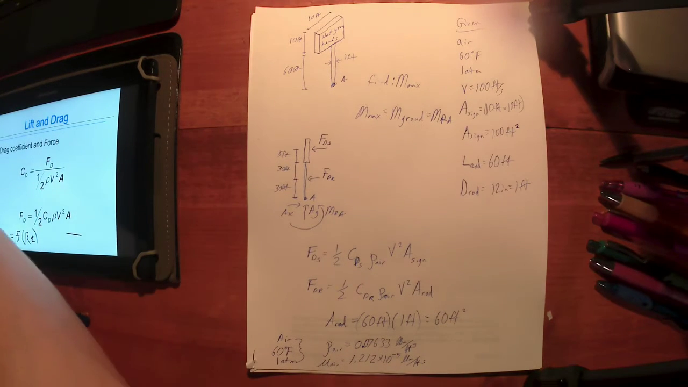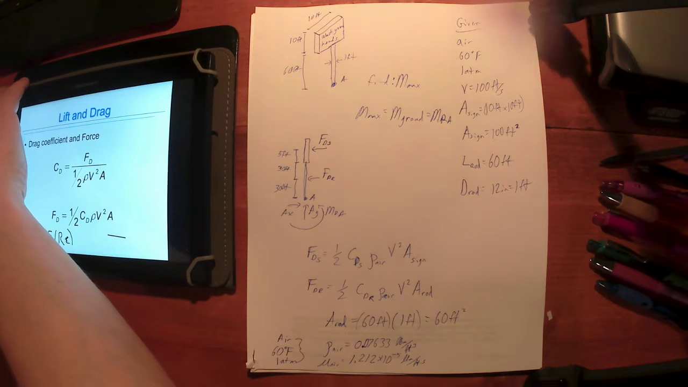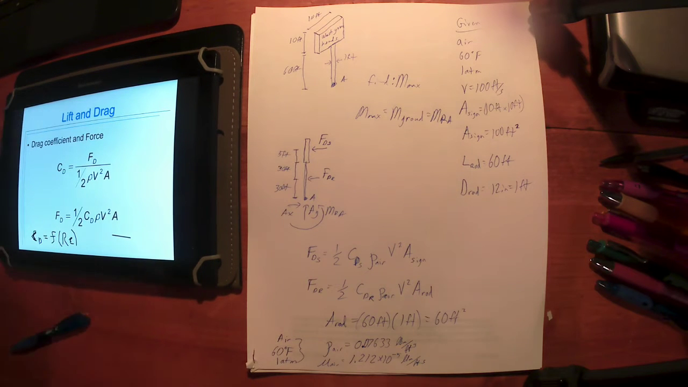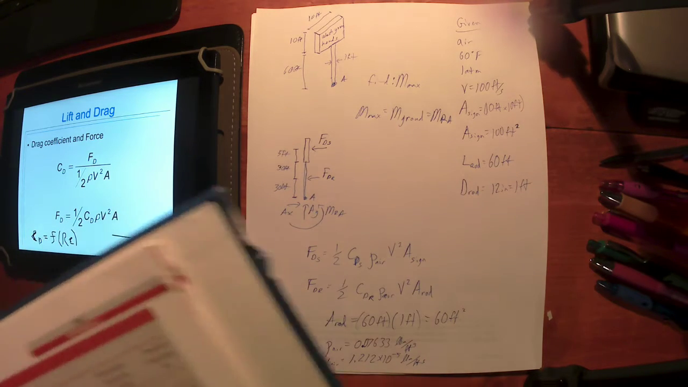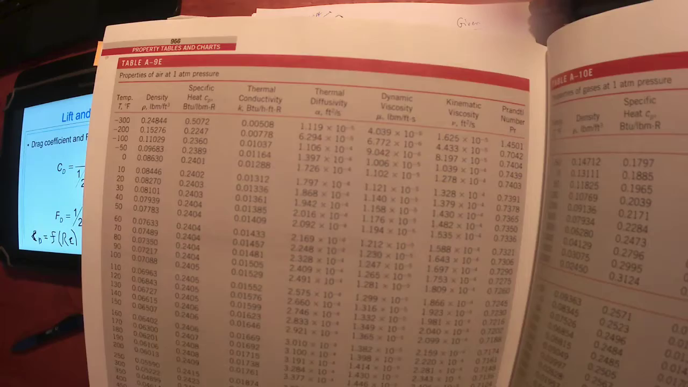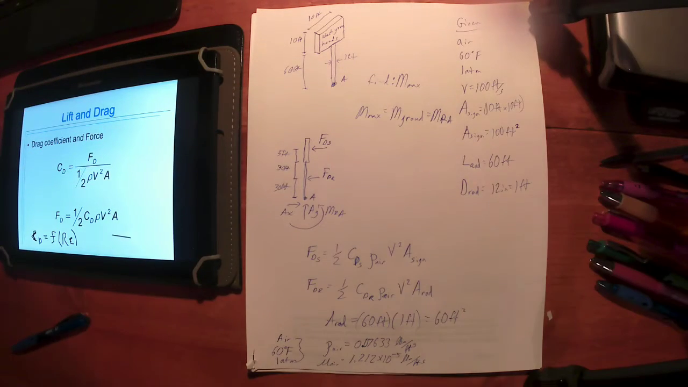So, notice I've added some things to the paper here. I've looked up properties of air at 60 degrees Fahrenheit, 1 atmosphere. I've got some properties here. Where do I find that? Back to your textbook. Here I've got properties of air at 1 atmosphere, and I do have a row for 60. So I just looked those properties up. Okay. You pull those off.